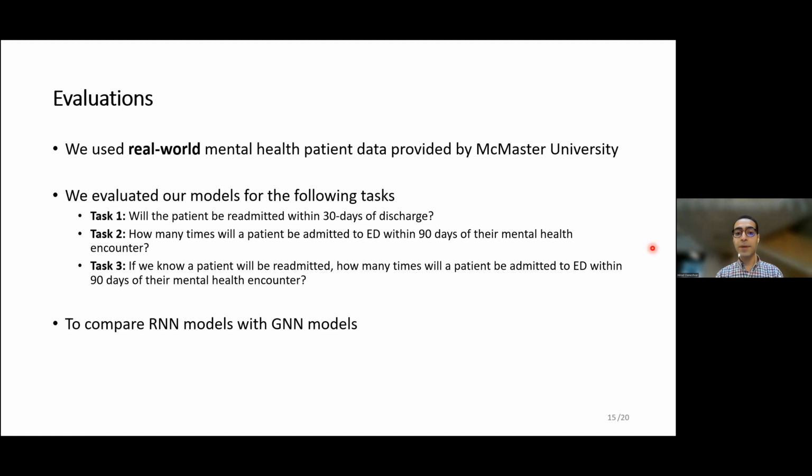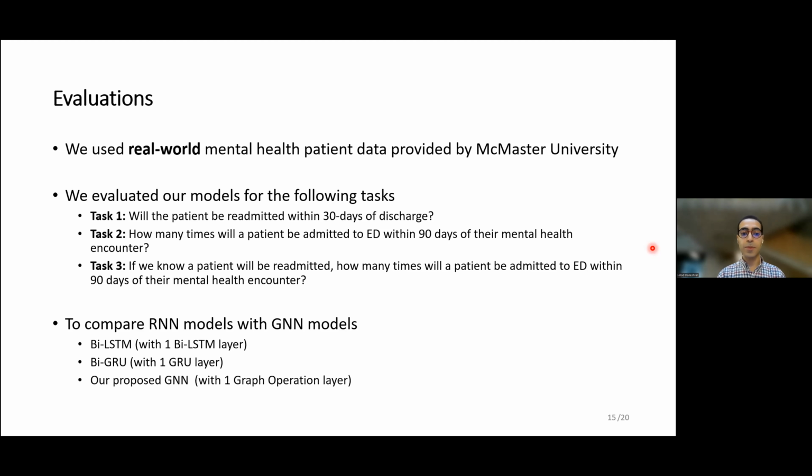Then we wanted to compare our model with RNN models. So we used a bidirectional LSTM with one layer of bidirectional LSTM, BiGRU, and our proposed GNN with only one graph operation layer. So we wanted all of these to have the same structure.